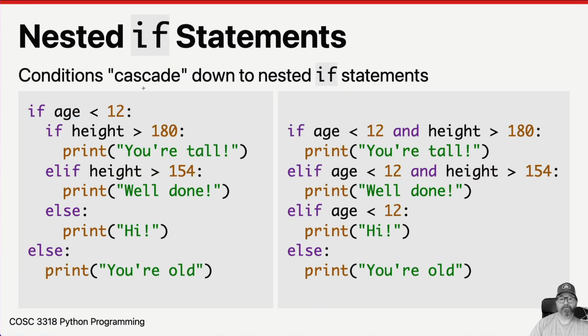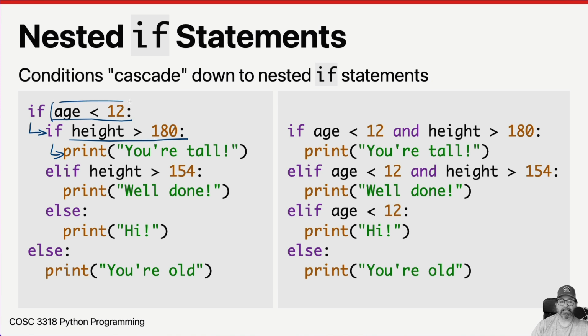We're going to find ourselves writing nested if statements sometimes. So let's take a look. If age is less than 12, we're going to go into this block. And now this block has another if, which says height is greater than 180. So if this is true, it's going to print you're tall because they're 180 centimeters, and that's kind of tall for a 12-year-old. But how did we get here?